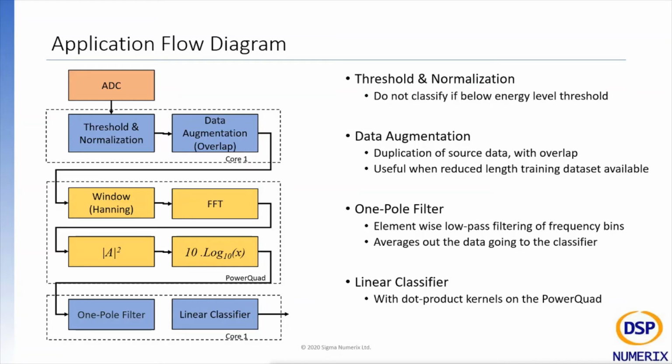Following threshold normalization, we perform data augmentation, which is a process often used in training to replicate or duplicate audio with different levels of overlap, such that you can use a reduced data set of audio but get a much better trained model for use in our neural network. Following data augmentation in training, we then have the core DSP functions: the Hanning window, the fast Fourier transform, and then the magnitude and dB conversion. Taking the digital data from the magnitude and dB conversion, we then have a one-pole filter for noise reduction, and then we pass the audio into the linear classifier.